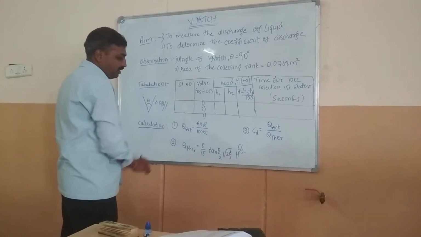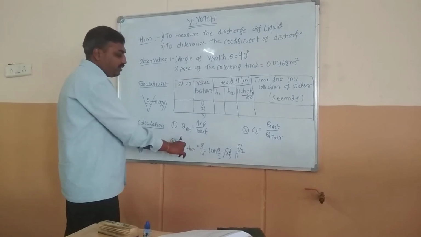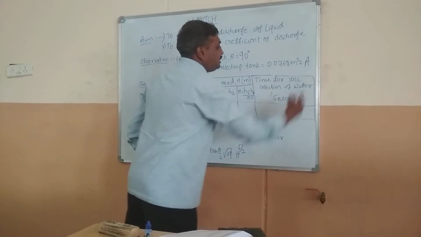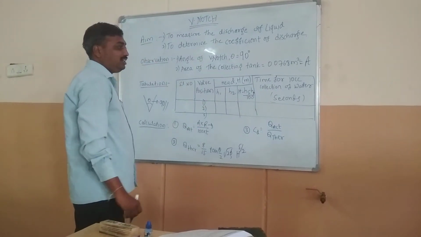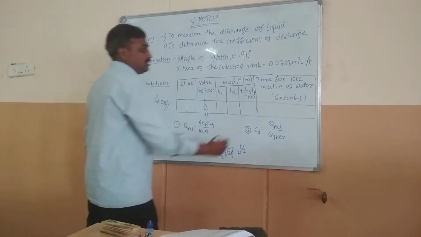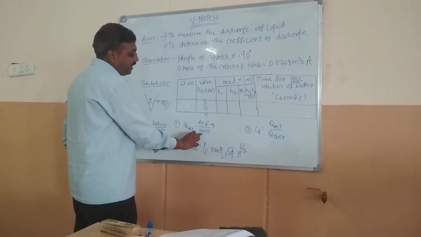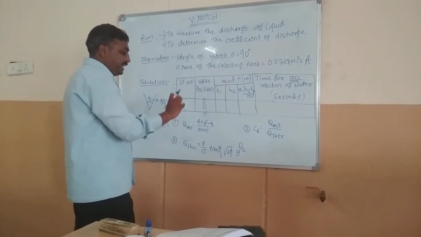Next is calculation. The first one is the actual discharge you need to find out. A is the area of the collecting tank, and R is the rise of water for 10 cm of water. 100 is the conversion factor, and T is the time collected for that rise.